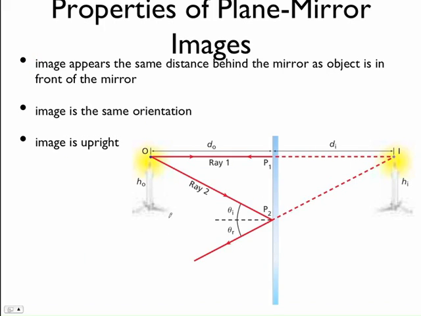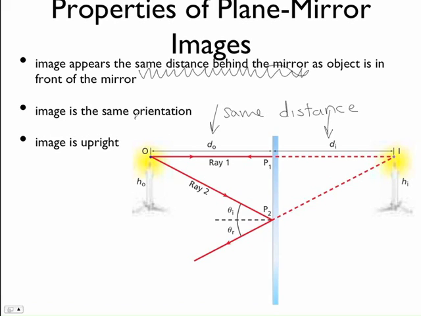So some properties of these plane mirror images. The image appears the same distance behind the mirror. Okay, so this distance and this distance are the same. Can you imagine if you were trying to put on your makeup and you were trying to do your mascara or something and you got really close and the image actually got farther away? That would be really hard to do your makeup.